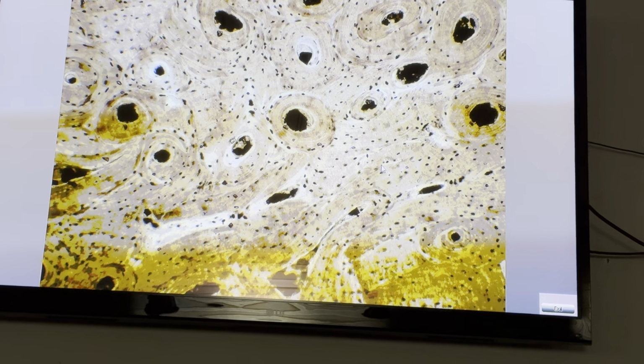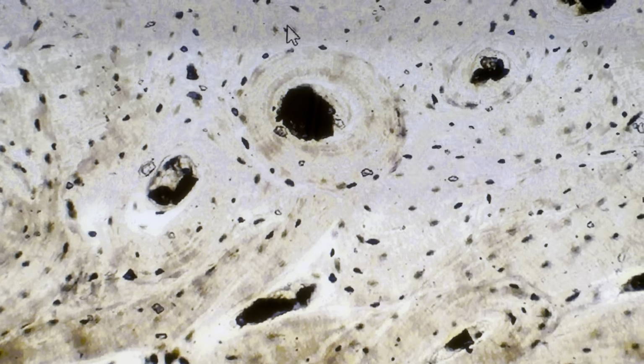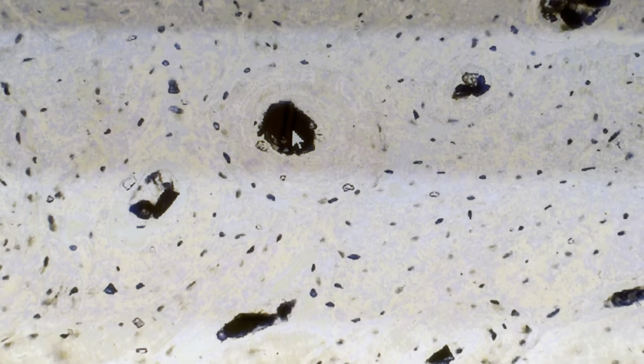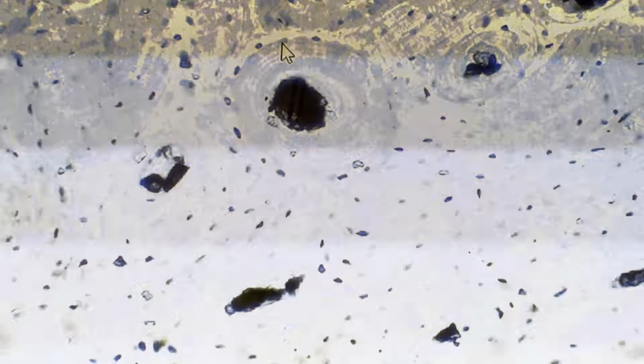At higher magnification, we can see the Haversian system or osteon, concentric lamella surrounding Haversian canal. This is Haversian canal. Concentric lamella. Between and within the lamella, we can see the osteocytes.